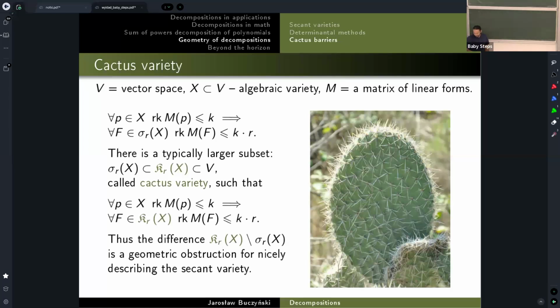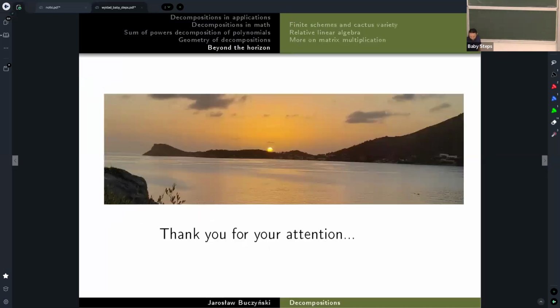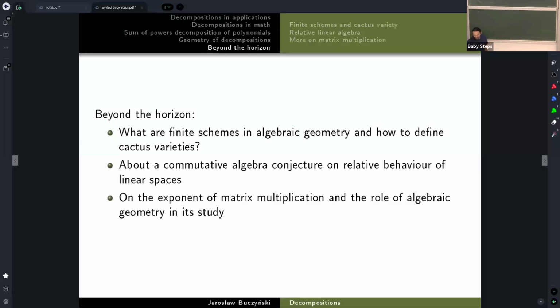All right, so I would like to thank you for your attention so far, and this reminds me, Piotr, what's the name of the conference? Baby steps beyond the horizon. I see. So this is the horizon, right? This is more or less the picture of the horizon, and now we are supposed to go beyond. Okay, so beyond the horizon.